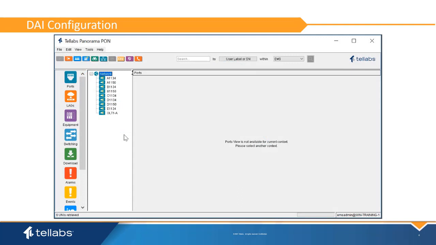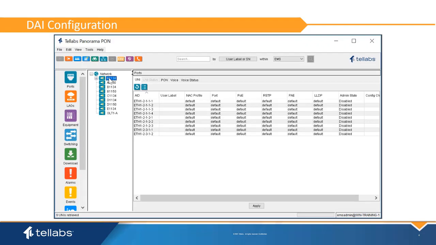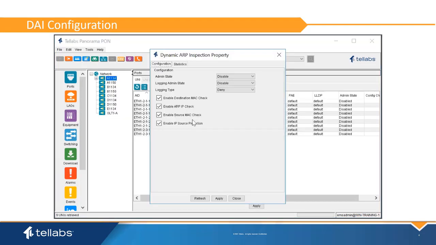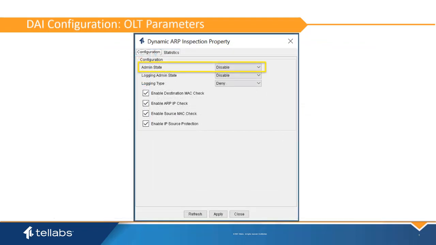In TAILABS Optical LAN, DAI must be enabled globally in the OLT for DAI features to be permitted for use on the OLT. To configure DAI on the OLT, right-click on the desired OLT, select Protocol, Dynamic ARP. When the admin state is enabled, DAI support will be turned on. Logging admin state defines whether to log the events occurring during DAI processing.